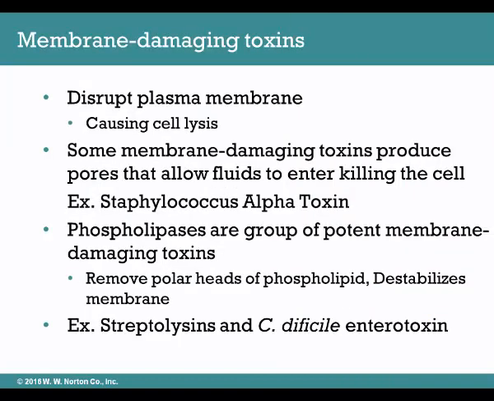In addition to AB toxins, we have membrane damaging toxins. Those, as I mentioned, are cytolytic or cell lysing toxins that disrupt the plasma membrane, like the Staphylococcus alpha toxin that disrupts the red blood cell membrane, killing the red blood cell and releasing the iron that it needs in order to grow inside our body. Also included are lysins that affect red blood cells produced by Streptococcus bacteria, called streptolysins.